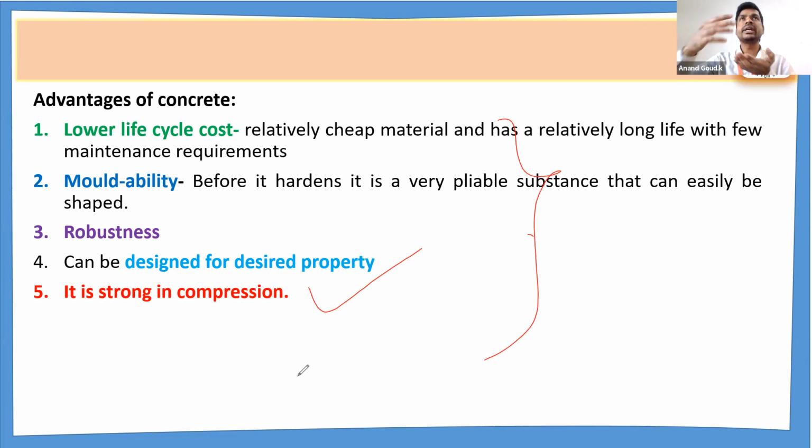Suppose you take wooden material again, or glass. If you apply compressive forces like this, then compared to that wood, concrete can bear a high amount of loads. That is also one of the benefits. So these are the advantages of concrete.